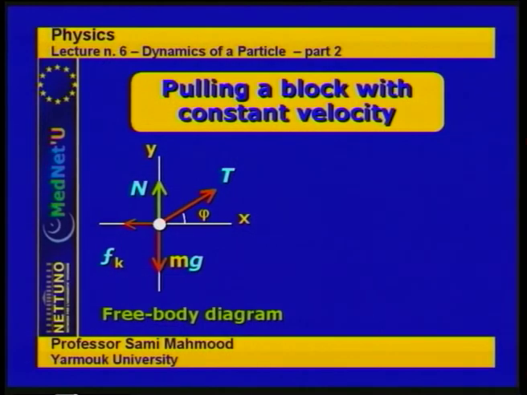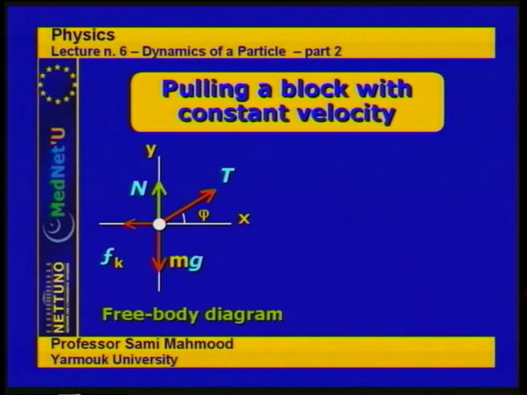Now, let's consider one final example where we have an object acted upon by a variety of forces, one of which is the frictional force. Suppose that we have an object that we pull and it moves with a constant velocity. If it moves with a constant velocity, that means its acceleration is 0 in any direction.